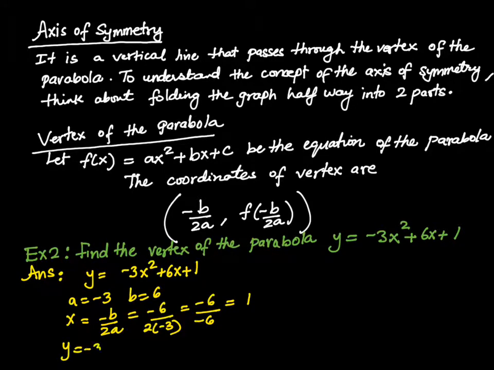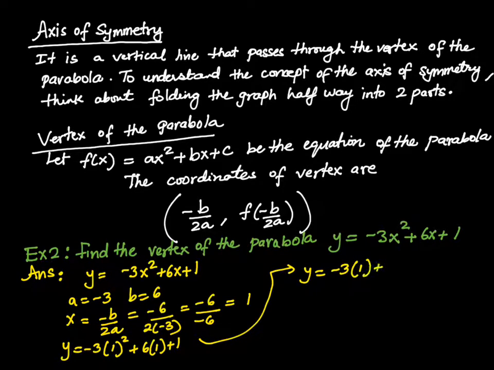And now to find the y, you plug the 1 back in the equation and then use PEMDAS after that. Negative 3 times 1 plus 6 plus 1, negative 3 plus 6 plus 1, negative 3 plus 7, which is 4. So the vertex is 1 comma 4.